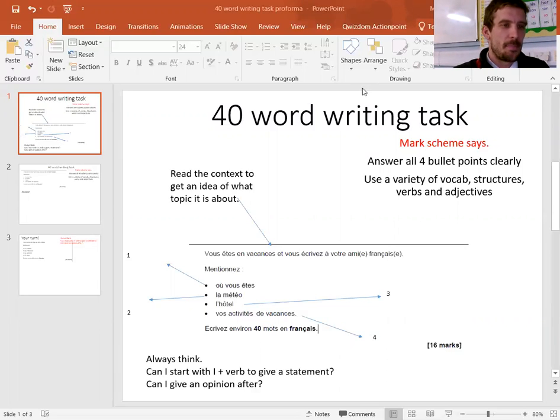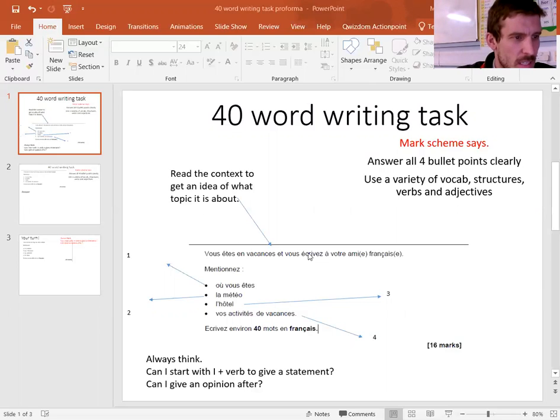So one choice. When you come across the 40-word writing task, the first thing you must do, like all the questions, is read the context. Don't just jump straight to the bullet points. Read the context. That's this statement here where my mouse is about what you're doing. So where are you? On vacances. So we know you're on holiday. That sets the context for this piece of writing. So it's a holiday style piece of writing.